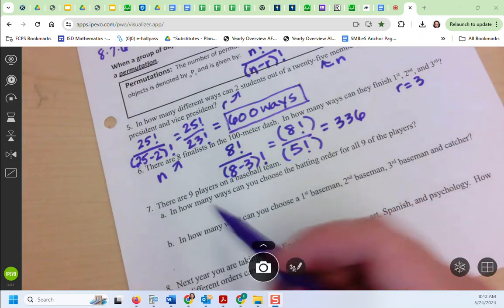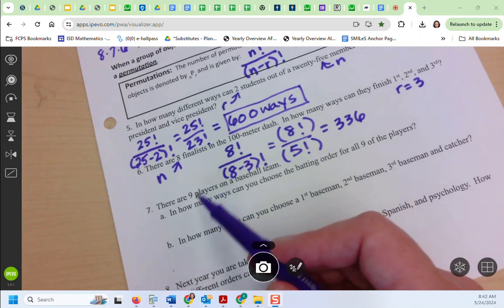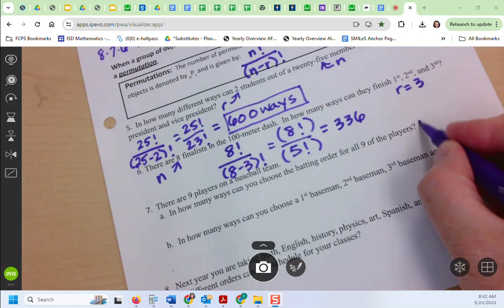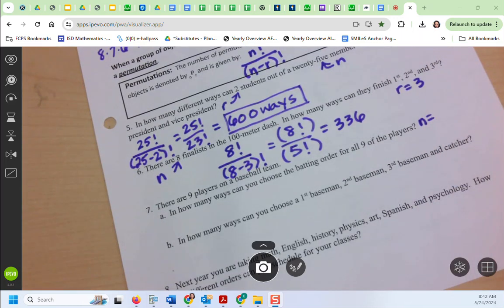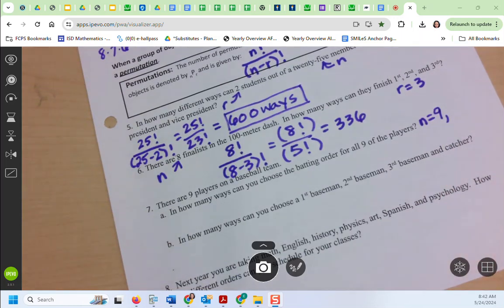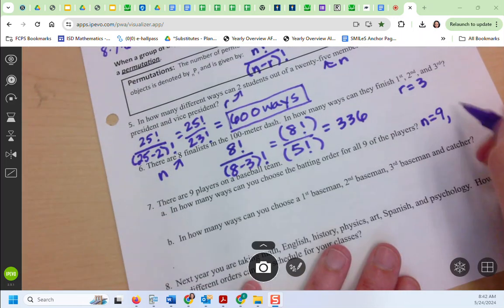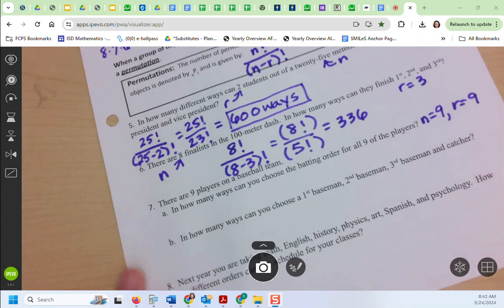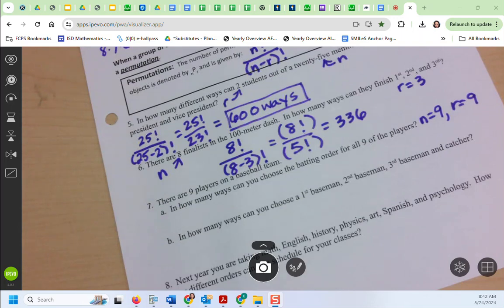Okay. So in 7, there's 2 parts. First is how many ways could you choose the batting order for all 9 players? So what would N be in this case? The 9 players, right? And how many are we picking? Also 9. So your N is 9 and your R is 9. And then in B, it's going to switch it up a little bit. So I want you guys to work on 7A and B.